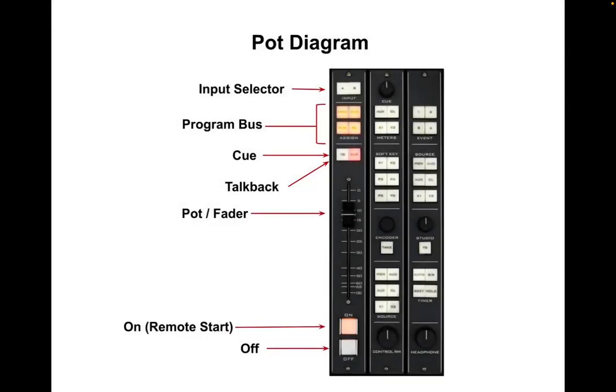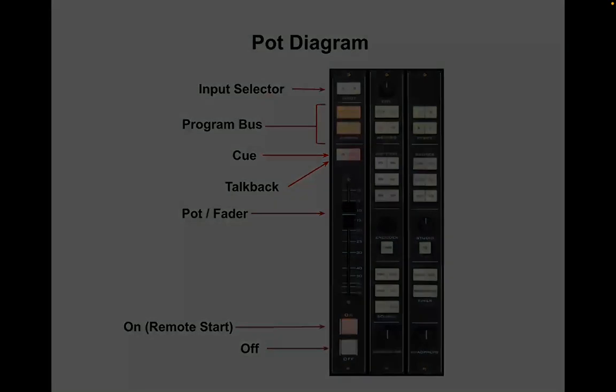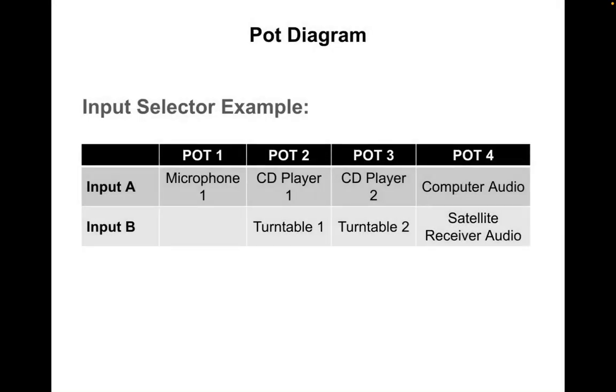The input selector on each pot selects between one of two preset playback sources to be controlled by that pot. In the example on this slide, pot A only controls microphone 1. Pot B can control either CD player 1 or turntable 1. Pot C can control CD player 2 or turntable 2, and Pot D can control the computer audio or satellite receiver audio. Each pot can only control one playback source at a time, but has the ability to switch between the sources assigned to it.